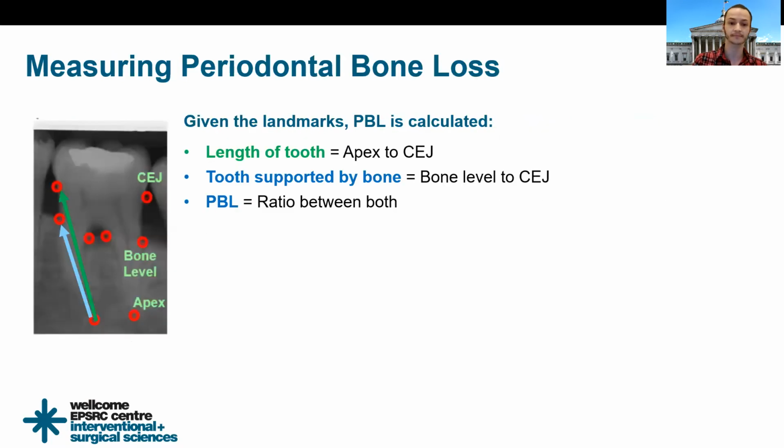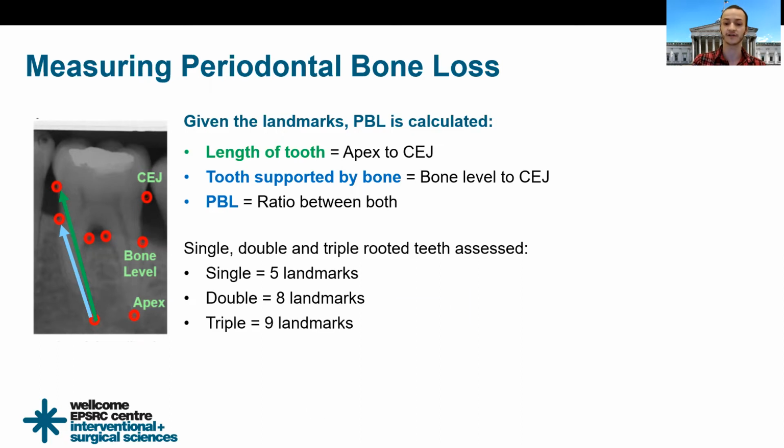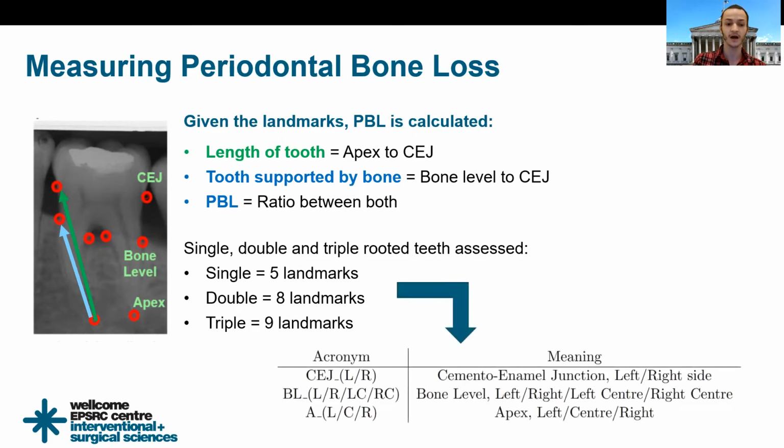So, in measuring periodontal bone loss, you can see a diagram here. We discussed that the definition of periodontal bone loss is the ratio of the tooth supported by the bone with the length of the tooth. And this is measured, it's recommended clinically to be measured between the landmarks apex, bone level, which is the intersection between the tooth and the bone, and the CEJ, which is the cemento-enamel junction. And this is why we've selected a landmark localization technique, so as to conform to this clinical method.